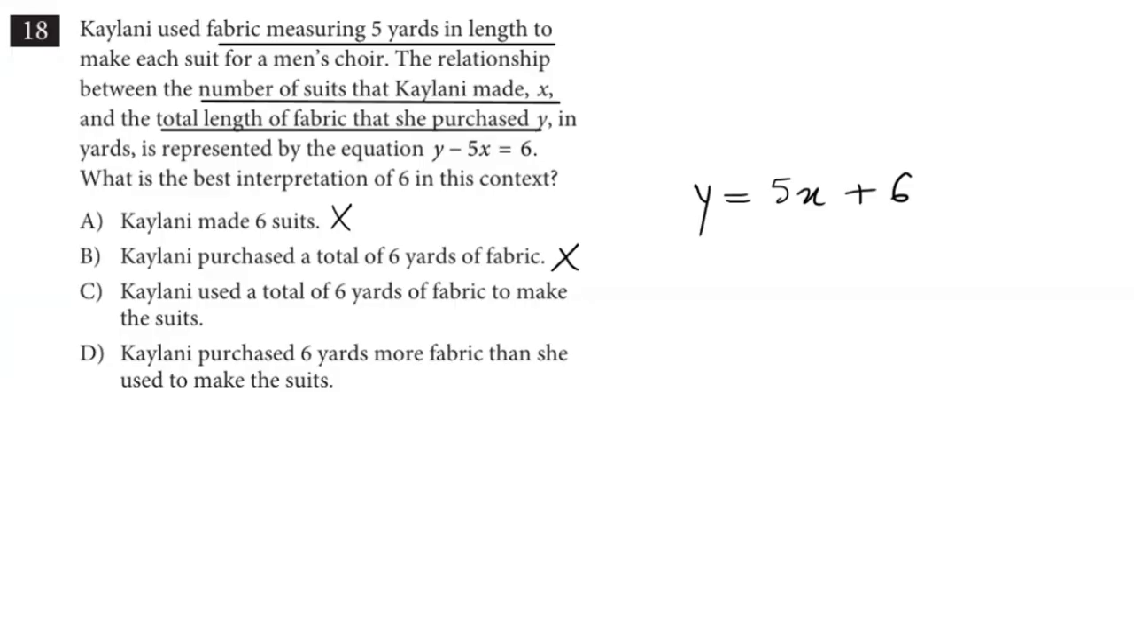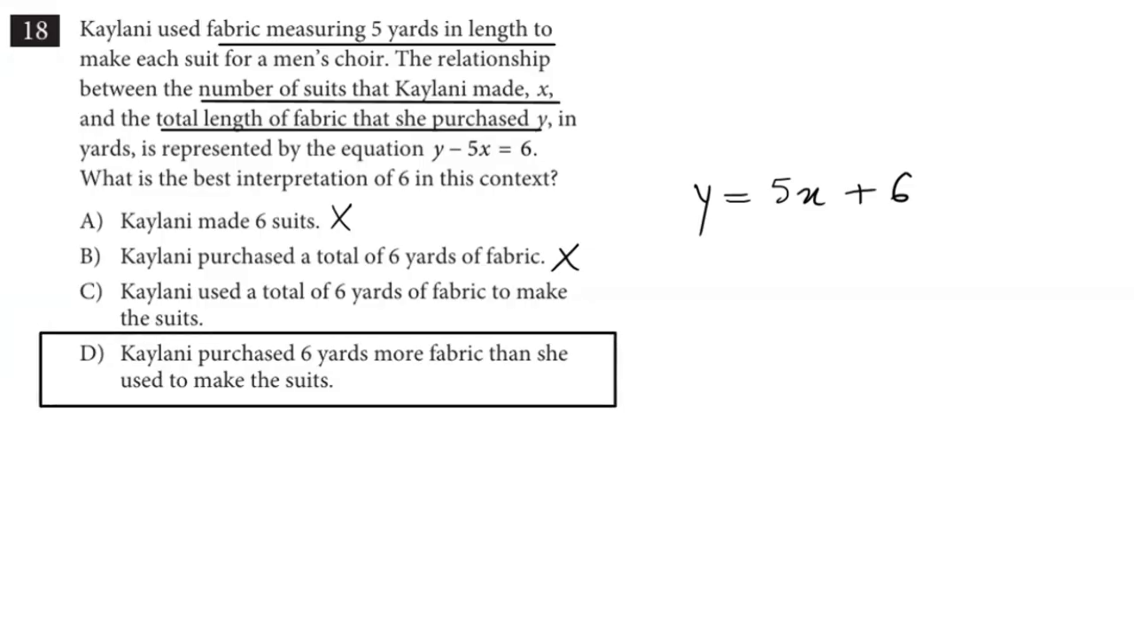C. Kelani used a total of 6 yards of fabric to make the suits. D. Kelani purchased 6 yards more fabric than she used to make the suits. Yes, this is the correct answer, D. The reason is that she used this much for each suit, plus 6. So 6 yards more fabric than she used to make the suits.